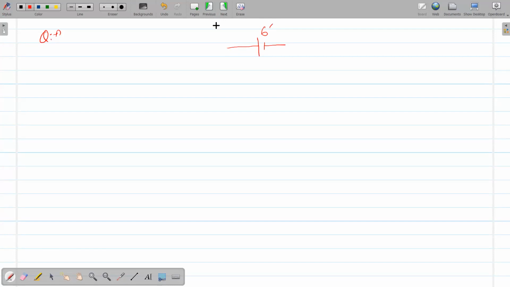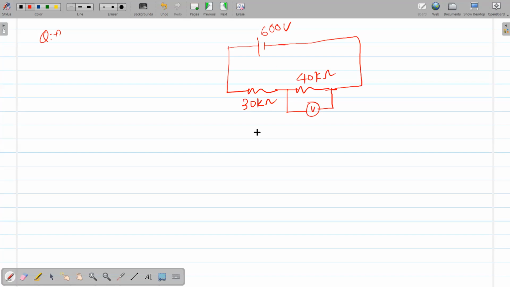Suppose we have a circuit in which the battery is 600 volt, with a 30 kilo ohm resistance and a 40 kilo ohm resistance, and a voltmeter is connected like this. Initially, the question says the reading of the voltmeter is 300 volt.